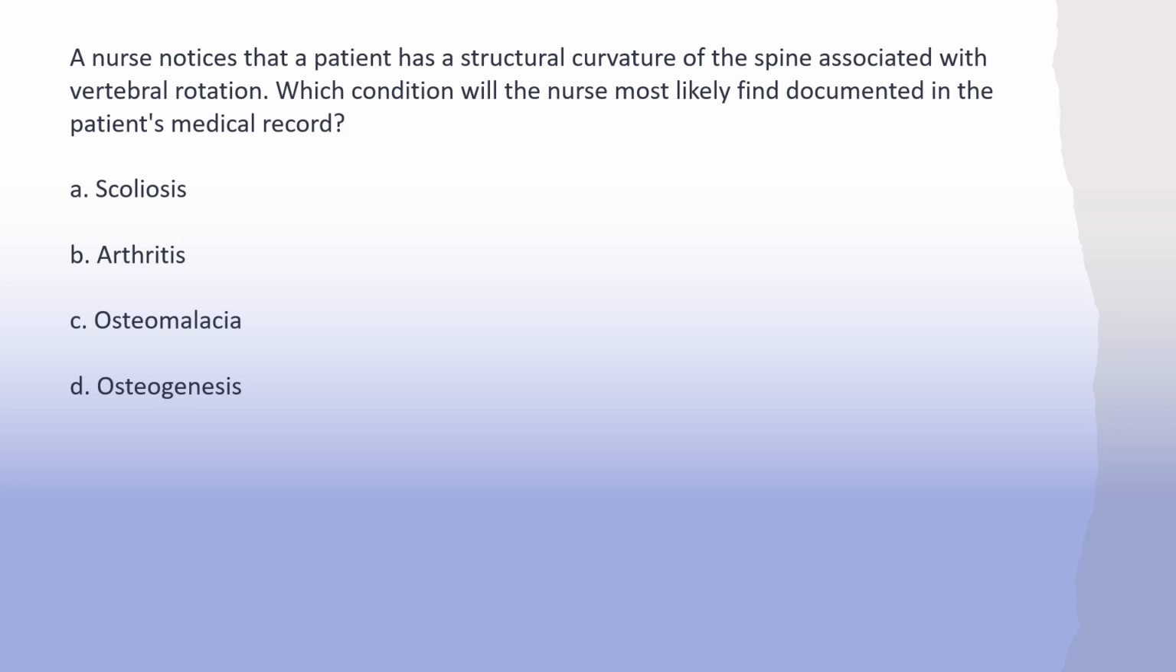A nurse notices that a patient has a structural curvature of the spine associated with vertebral rotation. Which condition will the nurse most likely find documented in the patient's medical record? A. Scoliosis. B. Arthritis. C. Osteomalacia. D. Osteogenesis.